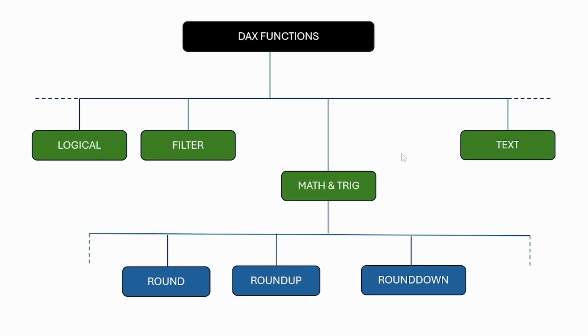In today's episode, we're going to have a look at three DAX functions called ROUND, ROUNDUP, and ROUNDDOWN. These three DAX functions belong to the math and trigonometry family of DAX functions. Let's switch to Power BI for the demo.